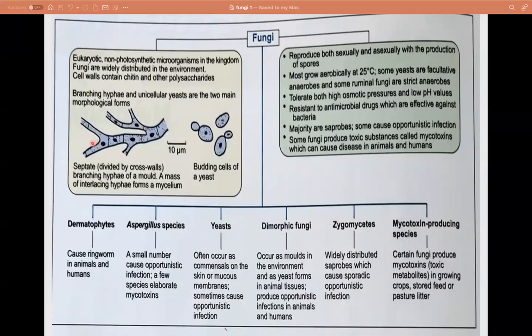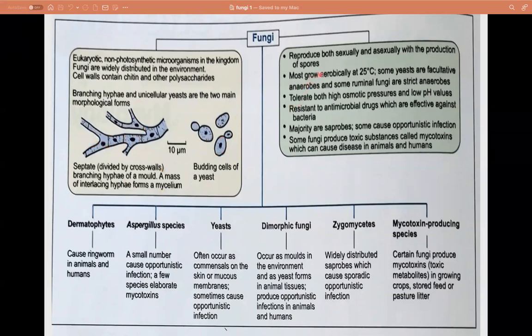So we can see here the septate branching hyphae of a mold. When you say septate, this is divided by these cross walls. And a mass of interfacing hyphae forms a mycelium. And these are budding cells of a yeast.